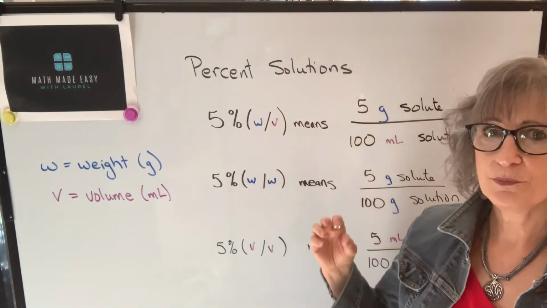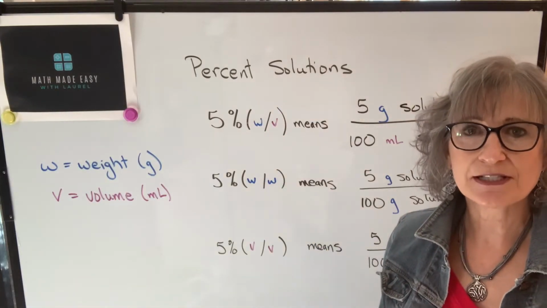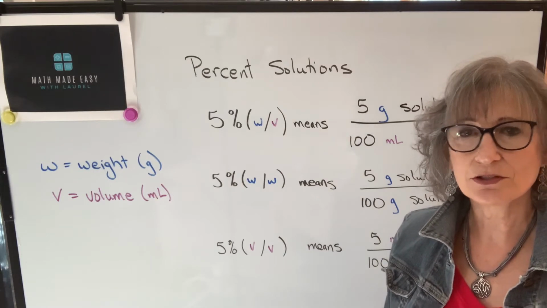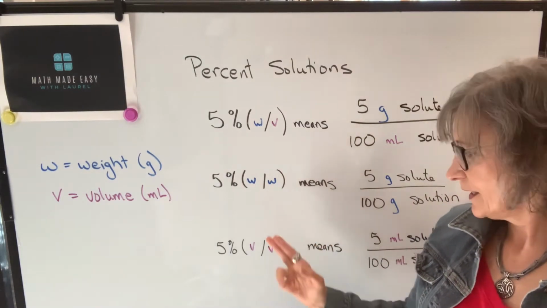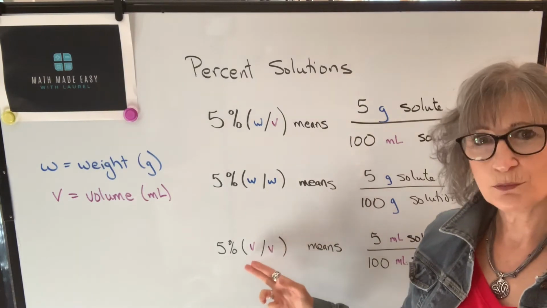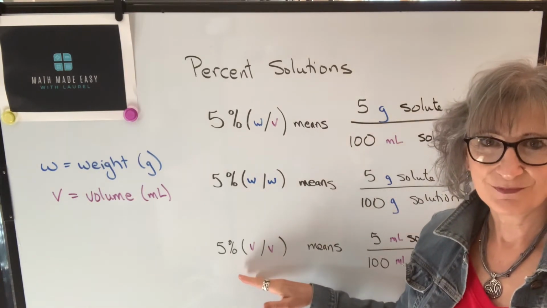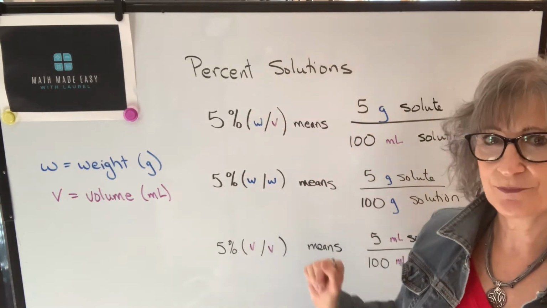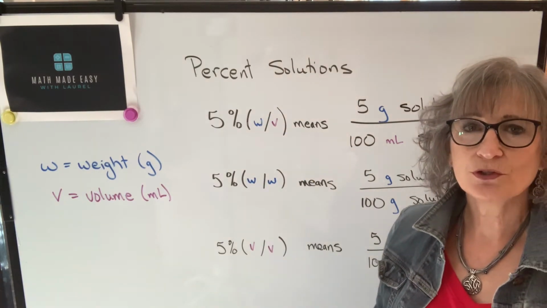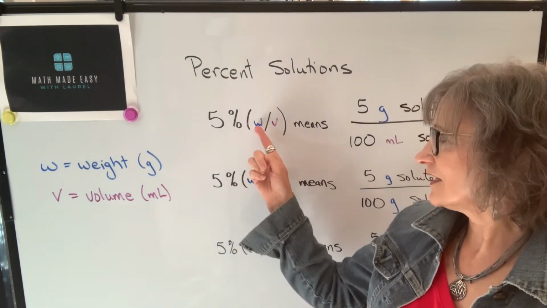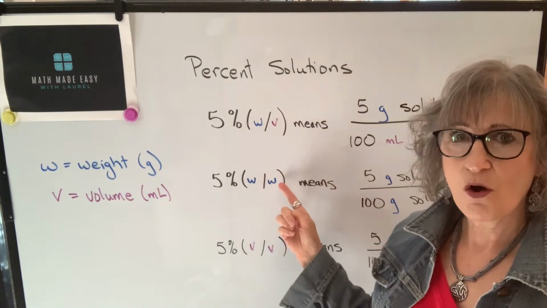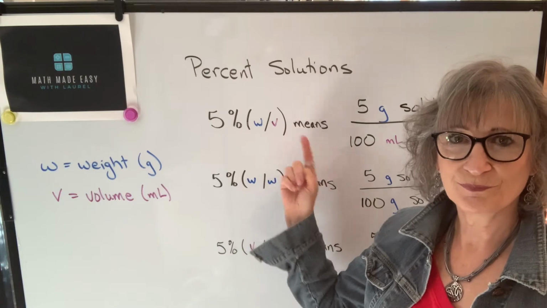Weight per volume is the most common. It's what you're going to see in medicine and in biology. Weight per weight would be the most accurate. Volume per volume would be the most convenient, but not as accurate as either of these. If you know that you're dealing with a solution and it says a percent and doesn't indicate which of these it is, always assume weight per volume.